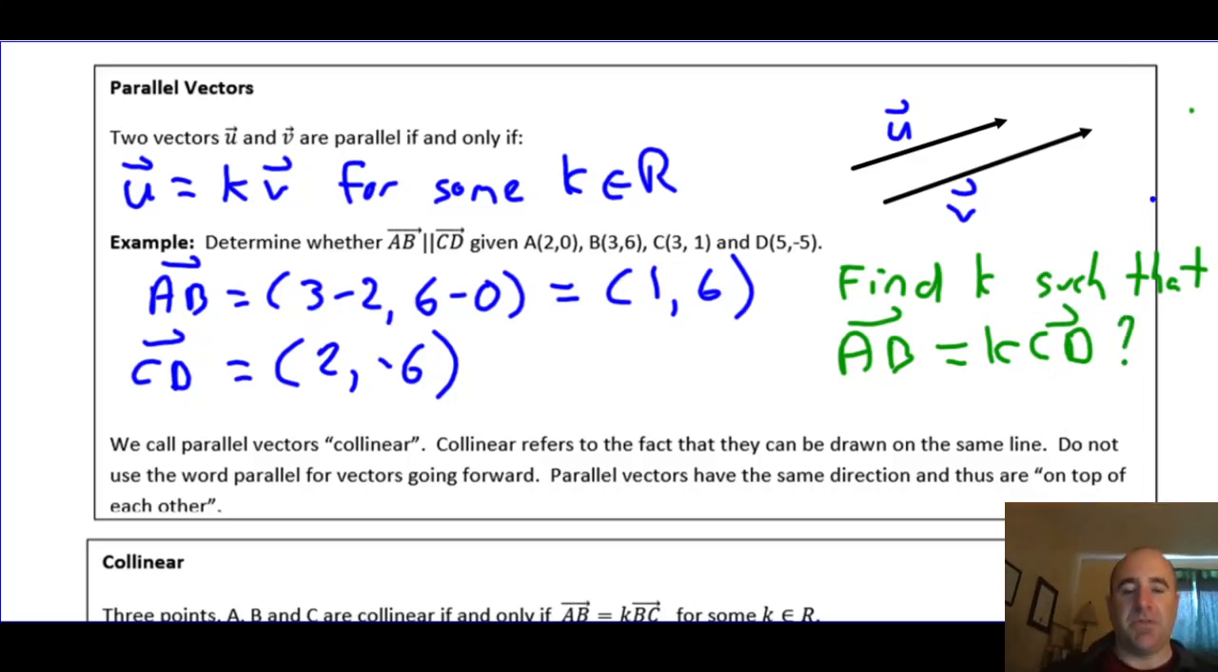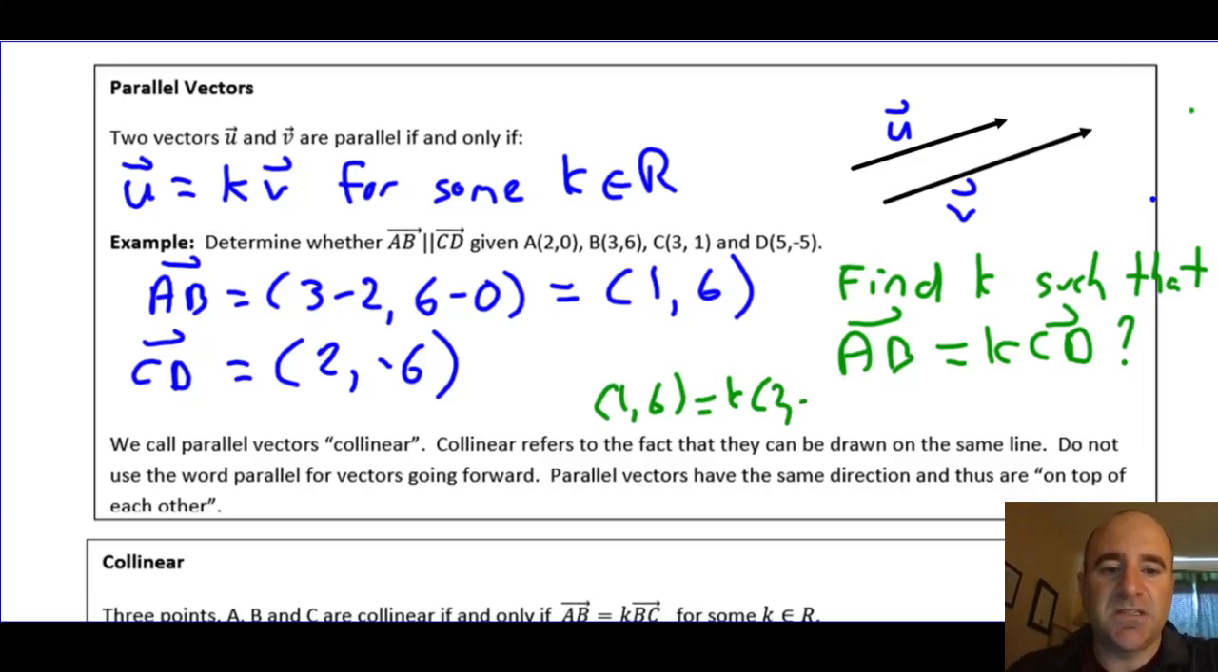Well, let's just think about what that would look like. That would mean that we would have something like 1/6 must equal K times 2 negative 6. And we're going to find that the answer is no. The reason is that if I look at the 6 and the negative 6, it must be that K is -1. Well, if K is -1, then I would expect to see a -1 here, and I don't.